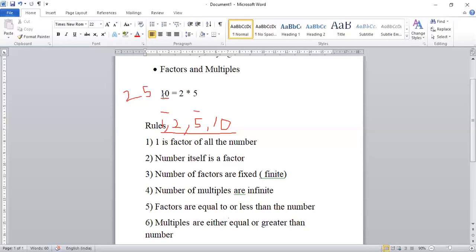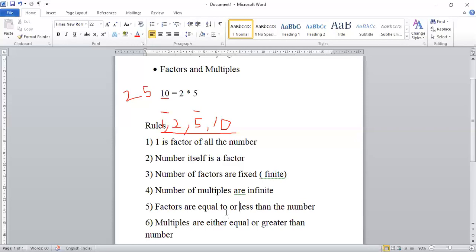Understood, these are the rules of factors and multiples. So you should remember these rules. If it is possible, write them somewhere in your notebook, at the starting of the chapter, as rules or properties of factors and multiples, and write all these rules one by one. You can write with examples also. You'll get examples in your textbook, so it will be easy to understand what exactly the rules are saying.